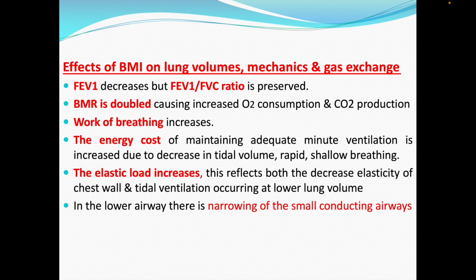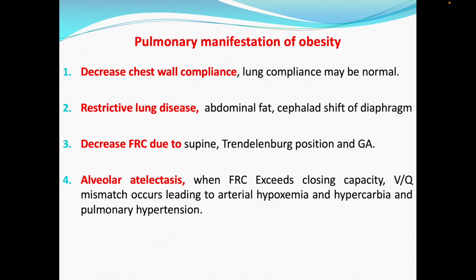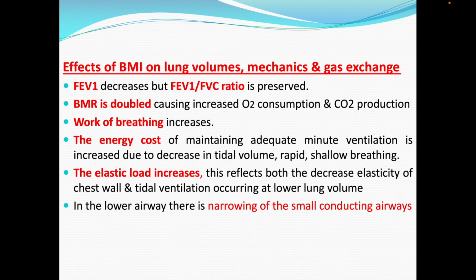The main causes of pulmonary hypertension are hypoxia and hypercarbia. And in these cases, there is chronic hypoxemia and hypercarbia, which causes pulmonary hypertension. And then big pressure on the right heart, causing ventricular hypertrophy. These are cardiovascular changes we'll discuss in the cardiovascular system.